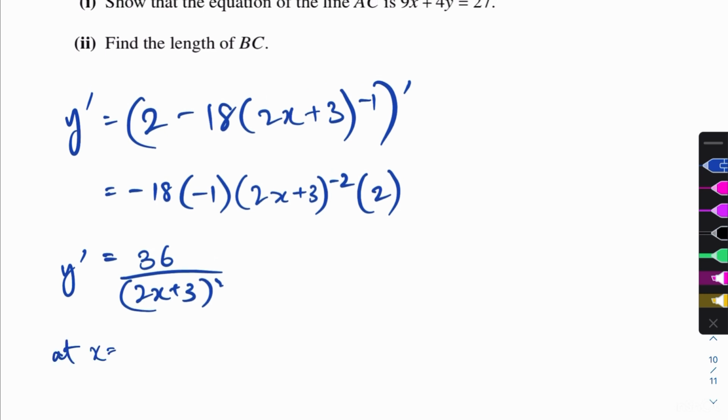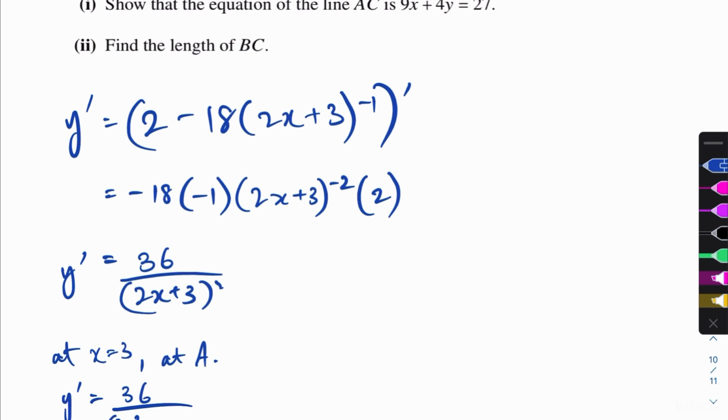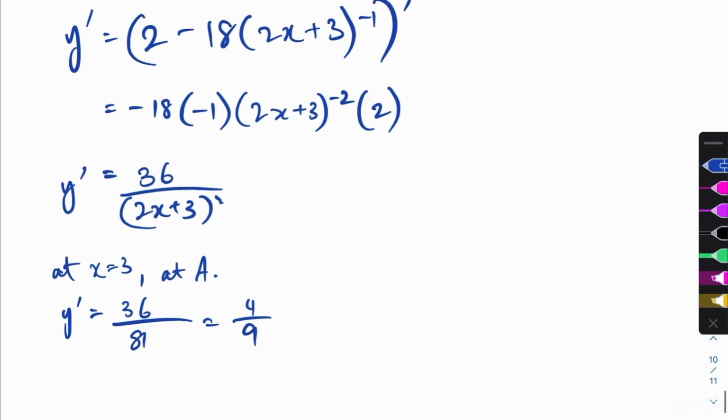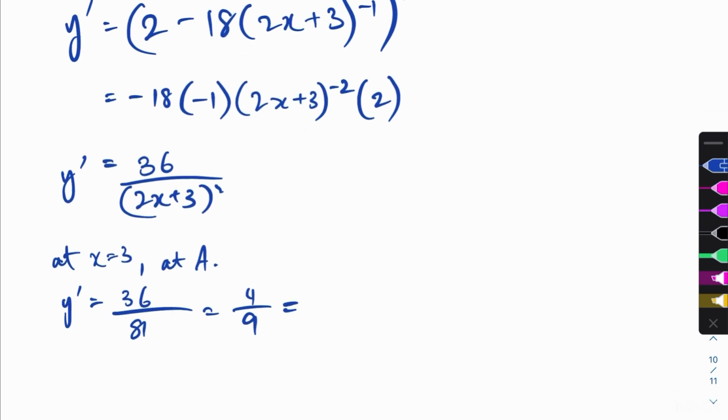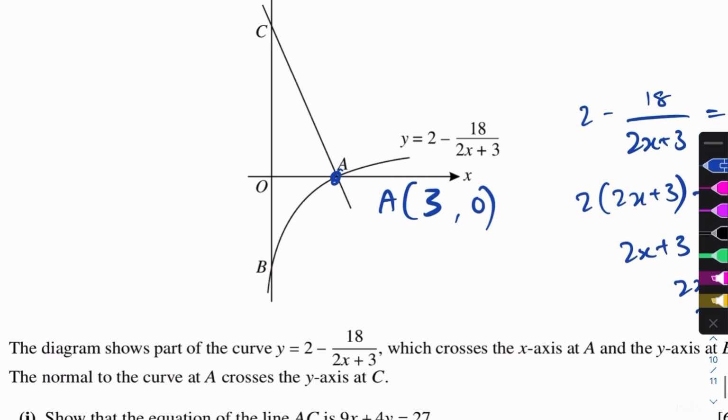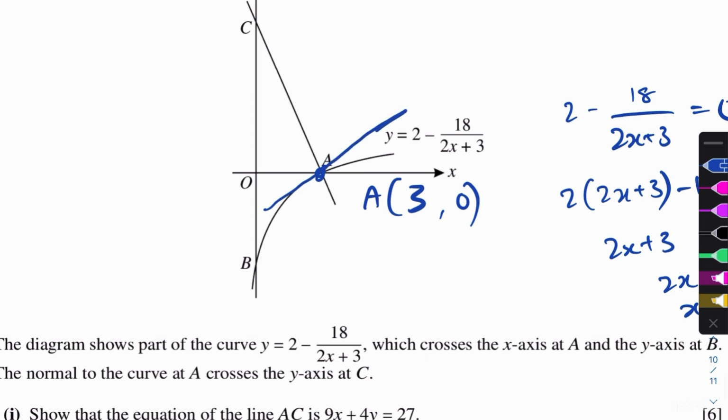At x equals 3, which is at A, y dash equals 36 over 2 times 3, which is 6, plus 3 squared, so 9 squared, which is 81, which is equal to 4 over 9. So this is our m tangent. So this is the gradient going this way on the curve.